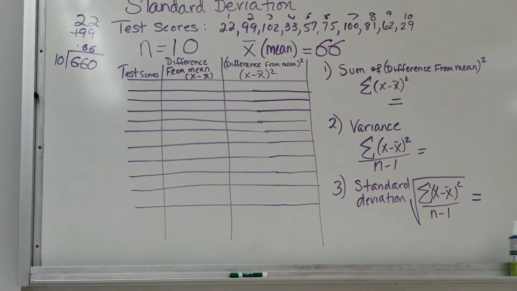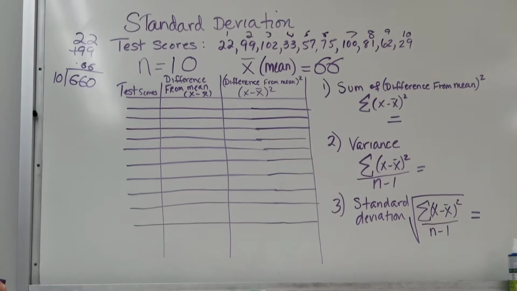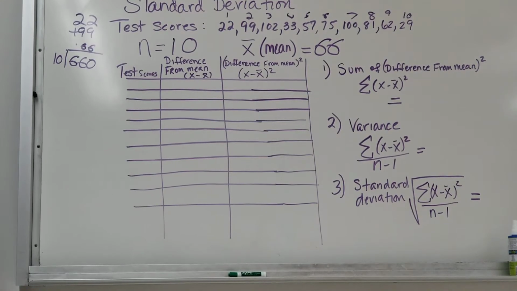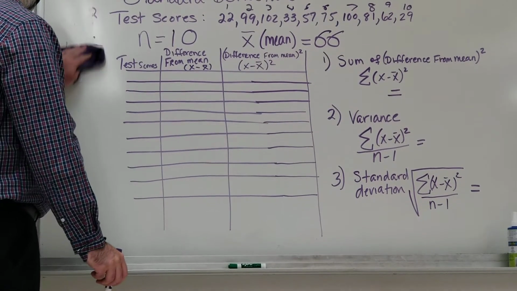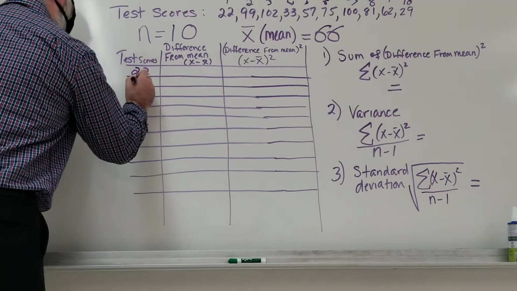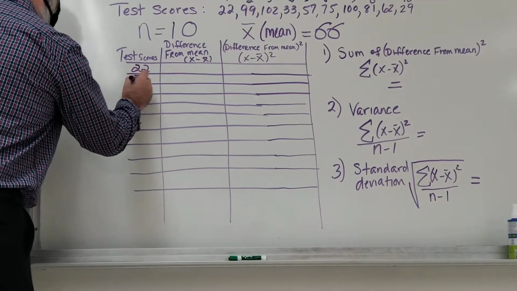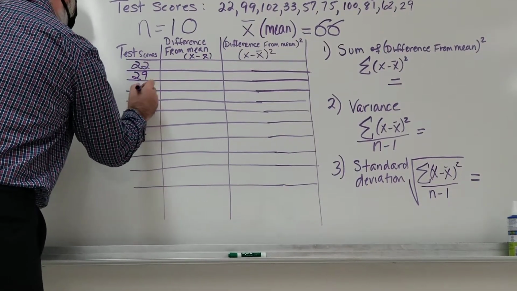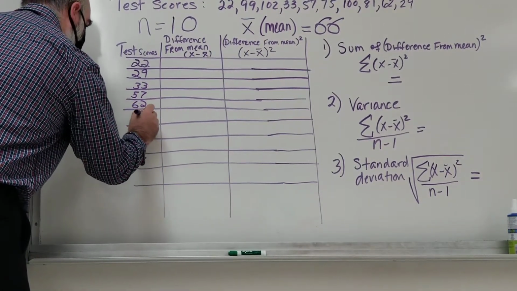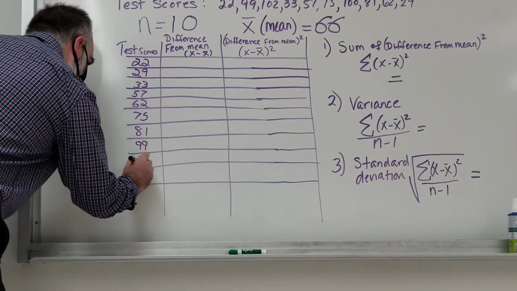Now this table that we're about to fill in and calculate all the information is also on a slide for you on your Google Classroom. The first thing you want to do in the table is list your test scores. I would suggest you put them in order: 22, 29, 33, 57, 62, 75, 81, 99, 100, 102.